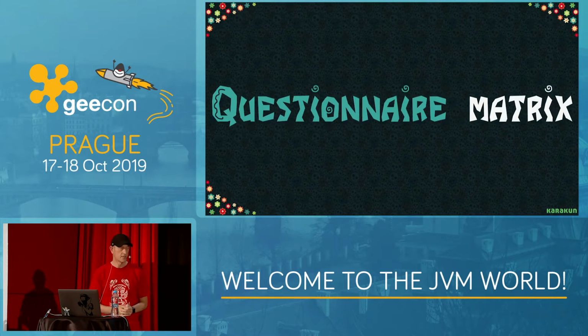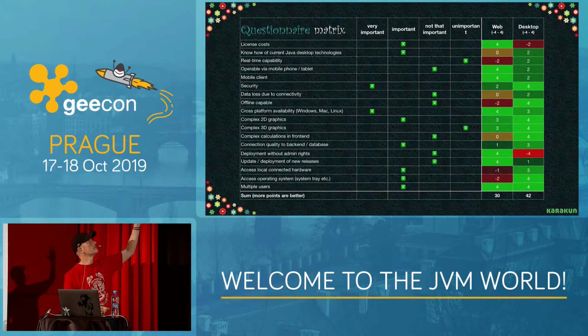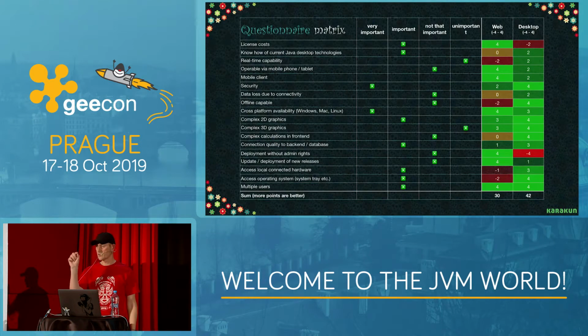Well, what we do is we use what we call a questionnaire matrix. Means you have something like that, and you have some points that might be important for you. And then you have some columns like very important, important, not that important, unimportant. And then you just mark it and you give points in the end. So for example, license cost is important, and for web it's 4, and for desktop you have to pay, so -2, right? So you have to be honest with these questions, and in the end you will get some result which tells you which technology makes more sense. This is just an example, so you don't have to take that really as a good one, but you can do stuff like that.